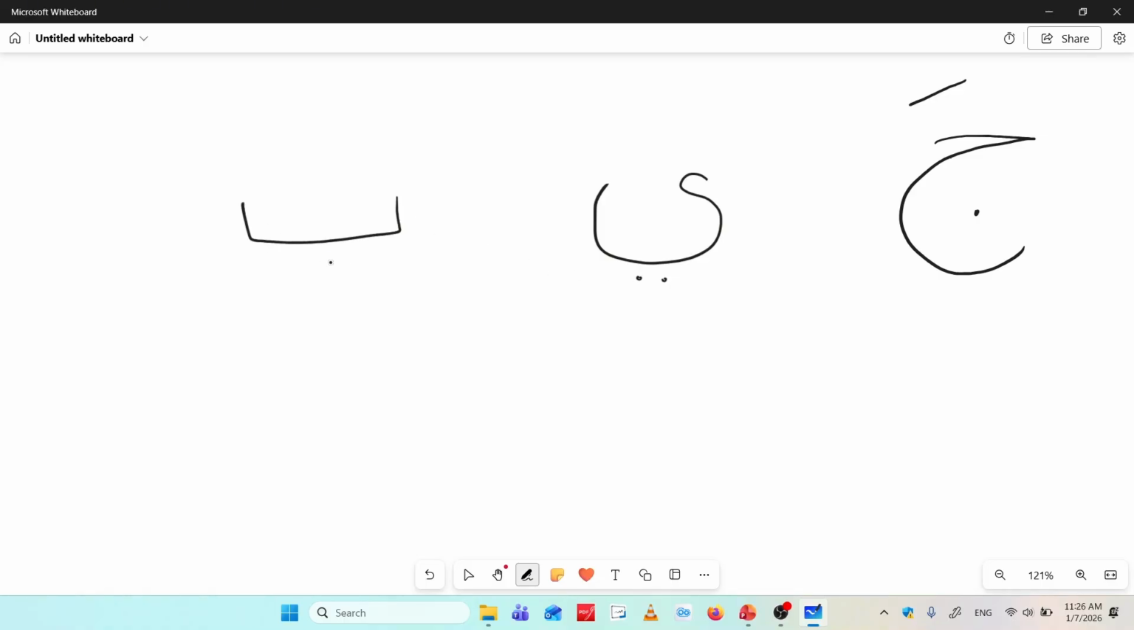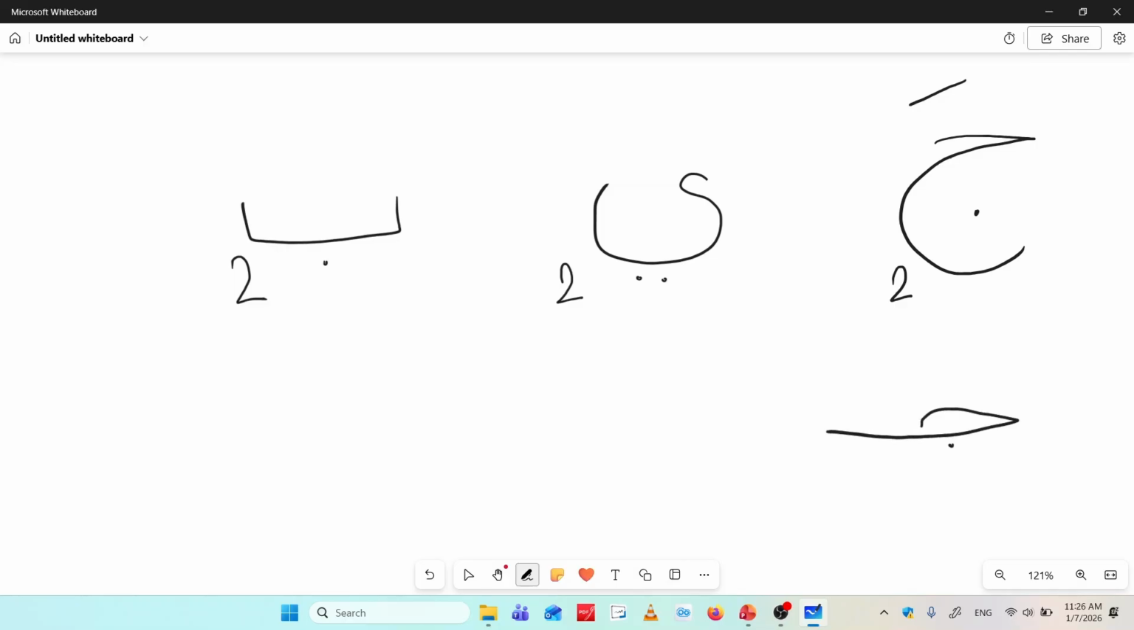Now, what we will do is practice connecting letters. For example, we have Jeem, then we have Ya, and then we have Ba. To know how we're going to write this one, we will look at the letters. Jeem is a two-way connector. Ya is also a two-way connector. And Ba is a two-way connector, which means that we are going to have to connect all of them.